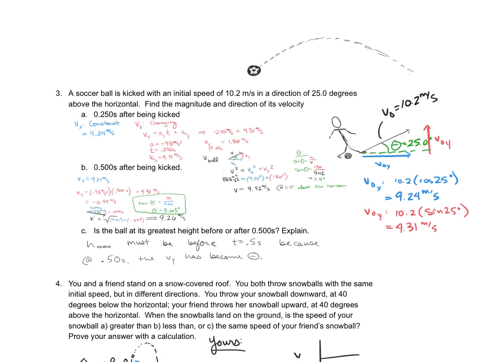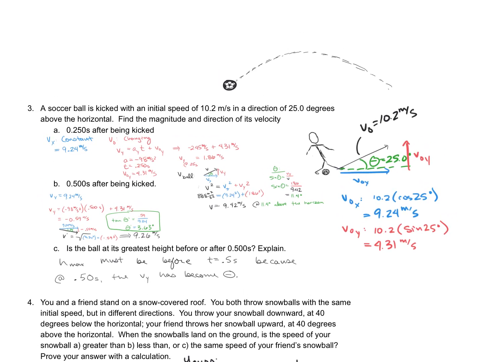Okay, question 3 is about a soccer player. So when you kick a soccer ball, it follows this parabolic trajectory. And here's the situation that we have to begin with. You got a soccer player who's going to kick a ball. And it says that the speed at the beginning is 10.2 meters per second. And it even tells us this direction, 25 degrees. So that means you can determine the velocity. So the magnitude of the velocity actually is 10.2 meters per second at 25 degrees.